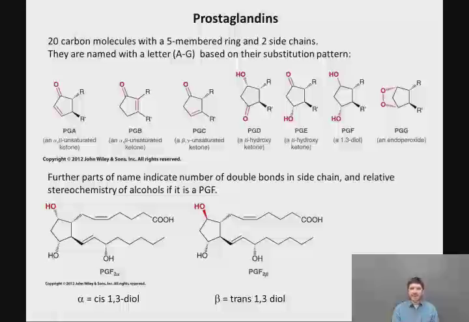And then furthermore, in these names, PGF2 alpha and PGF2 beta, the 2 indicates the number of double bonds that you have in the side chain. So there's a total of 2 double bonds.